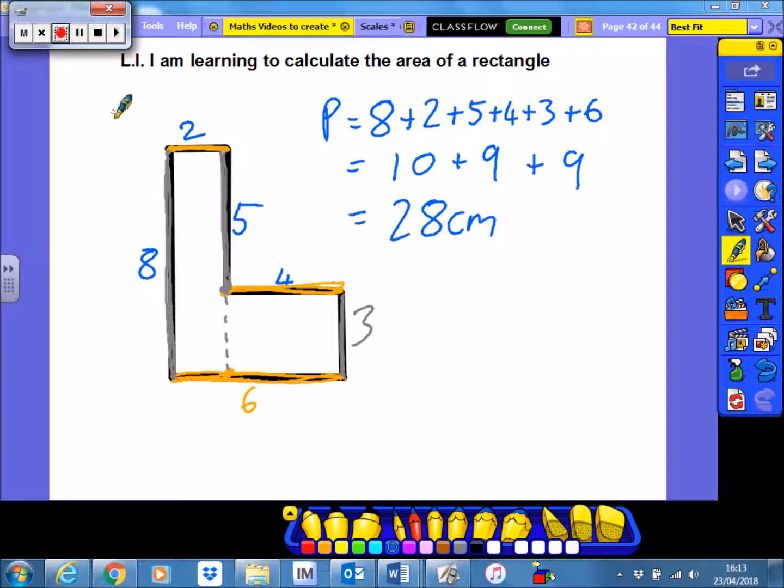So that's perimeter. Perimeter, as I said at the start, is simply the distance all the way around the outside of a shape.